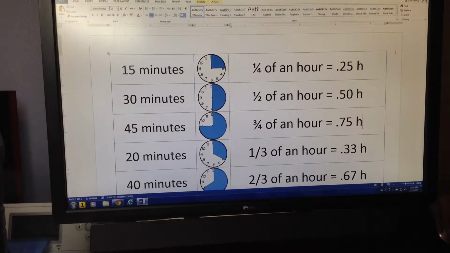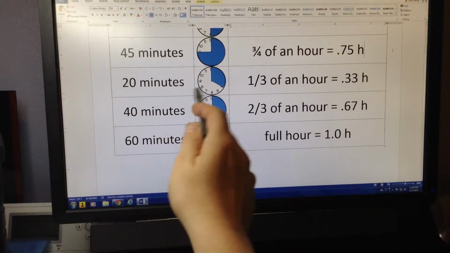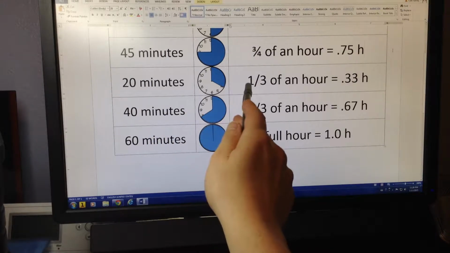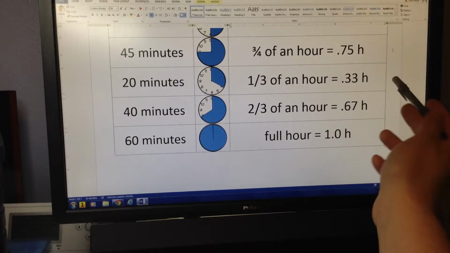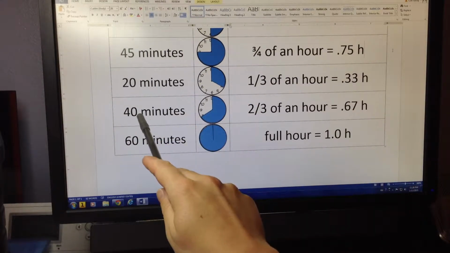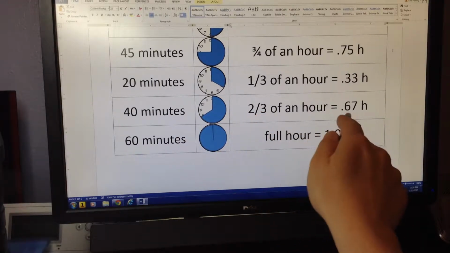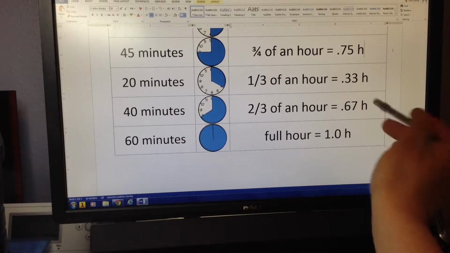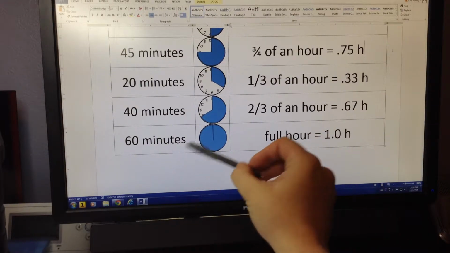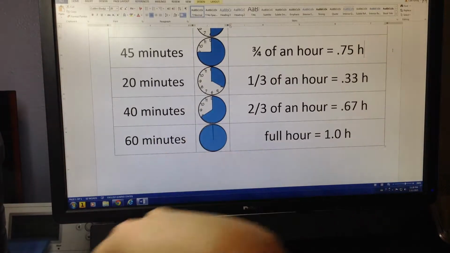All right, a little bit more tricky ones. We've got the 20 minutes. Okay, 20 minutes, from the 12 to the 4. That's actually 1/3 of the pie. 1/3 of an hour, 0.333333 repeating forever. Okay, 40 minutes from the 12 to the 8. That's 2/3 of an hour. 0.67. It's actually 0.6 repeating forever, but significant figures round it to 0.67. Okay? And 60 minutes, all the way, 1 full hour, 1.0 hours.